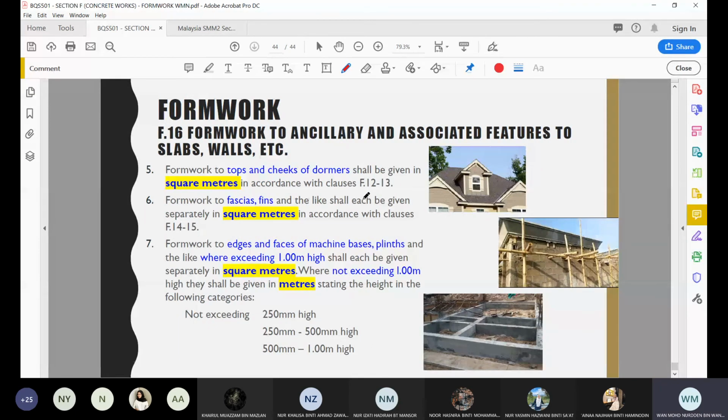Number 5. Formwork to tops and cheeks of dormers. Ni cheeks. Okay. Kat atas ni top. Kat atas ni lah. Okay. Tapi this one dia buat top dia ada macam ni lah. Tapi this is not a concrete lah. Tapi kalau concrete tu biasa macam tu kan.